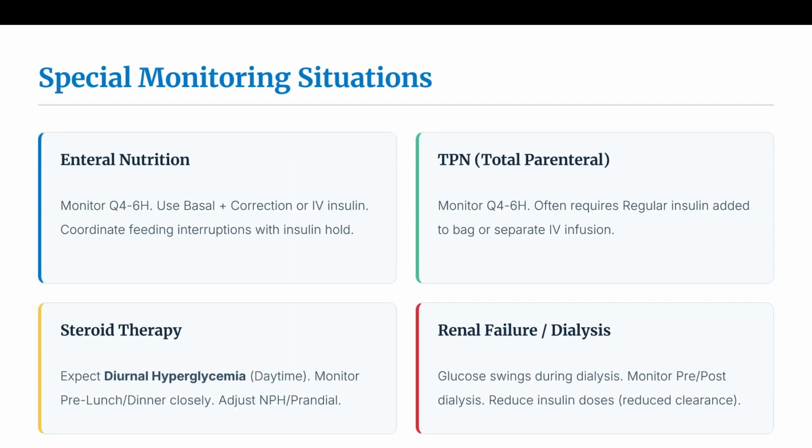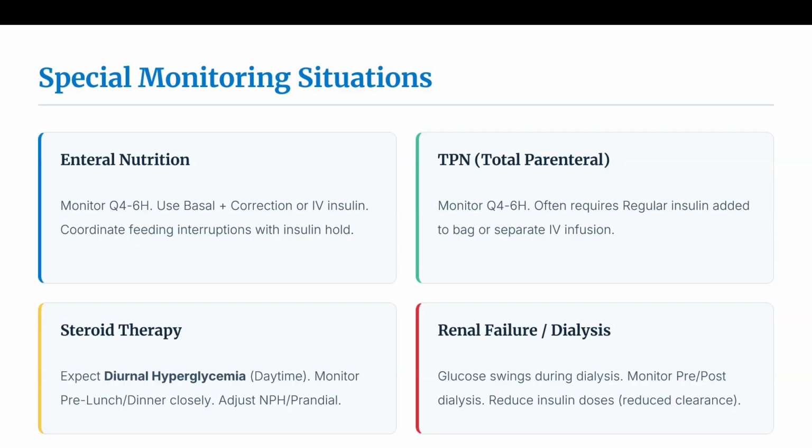Special monitoring situations, as we discussed previously: if the patient is on enteral nutrition, monitor the blood glucose 4 to 6 hourly, use basal plus correction or IV insulin, and coordinate feeding interruptions with insulin hold. If the patient is on steroid therapy, you can always expect diurnal hyperglycemia, especially in the daytime when the steroid is being given. So you can add NPH or postprandial insulin. Monitor pre-lunch and dinner closely.